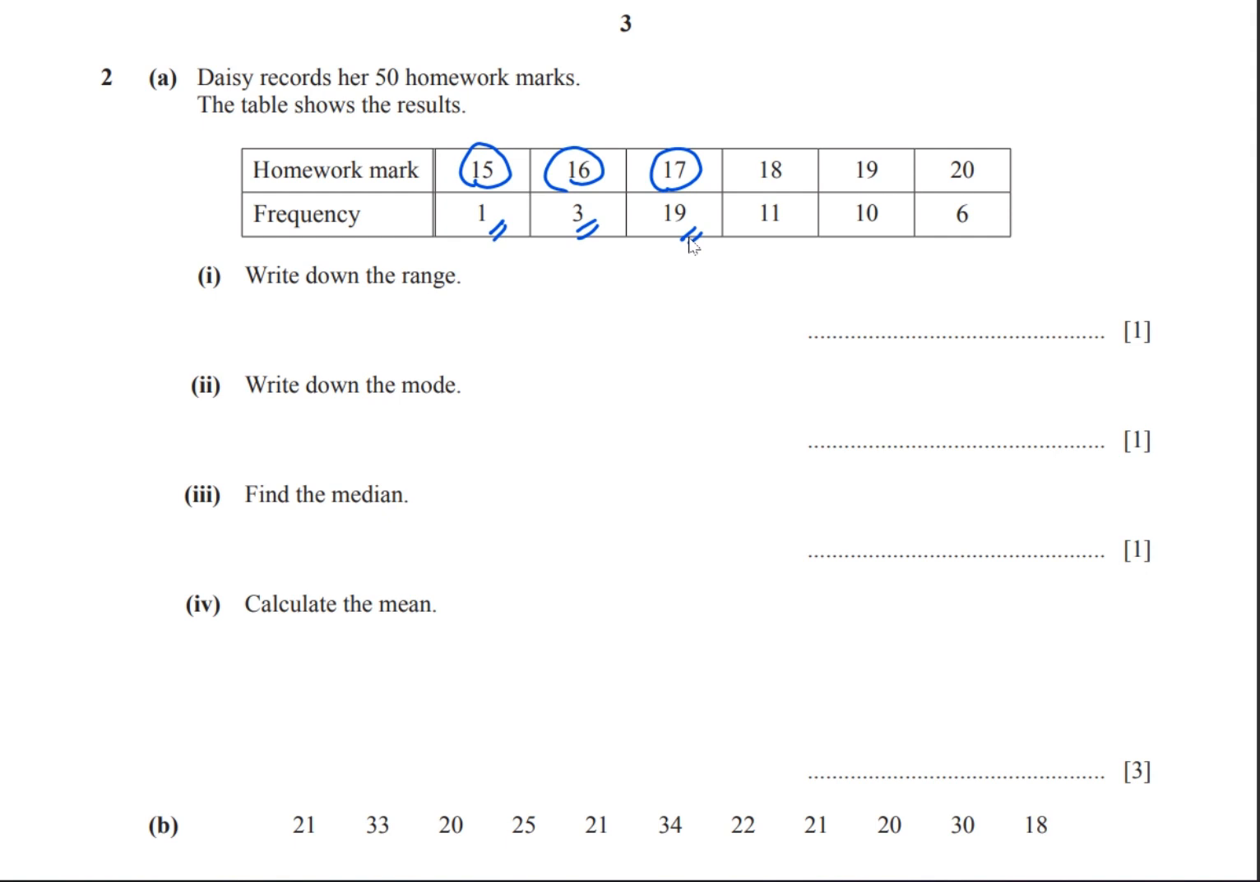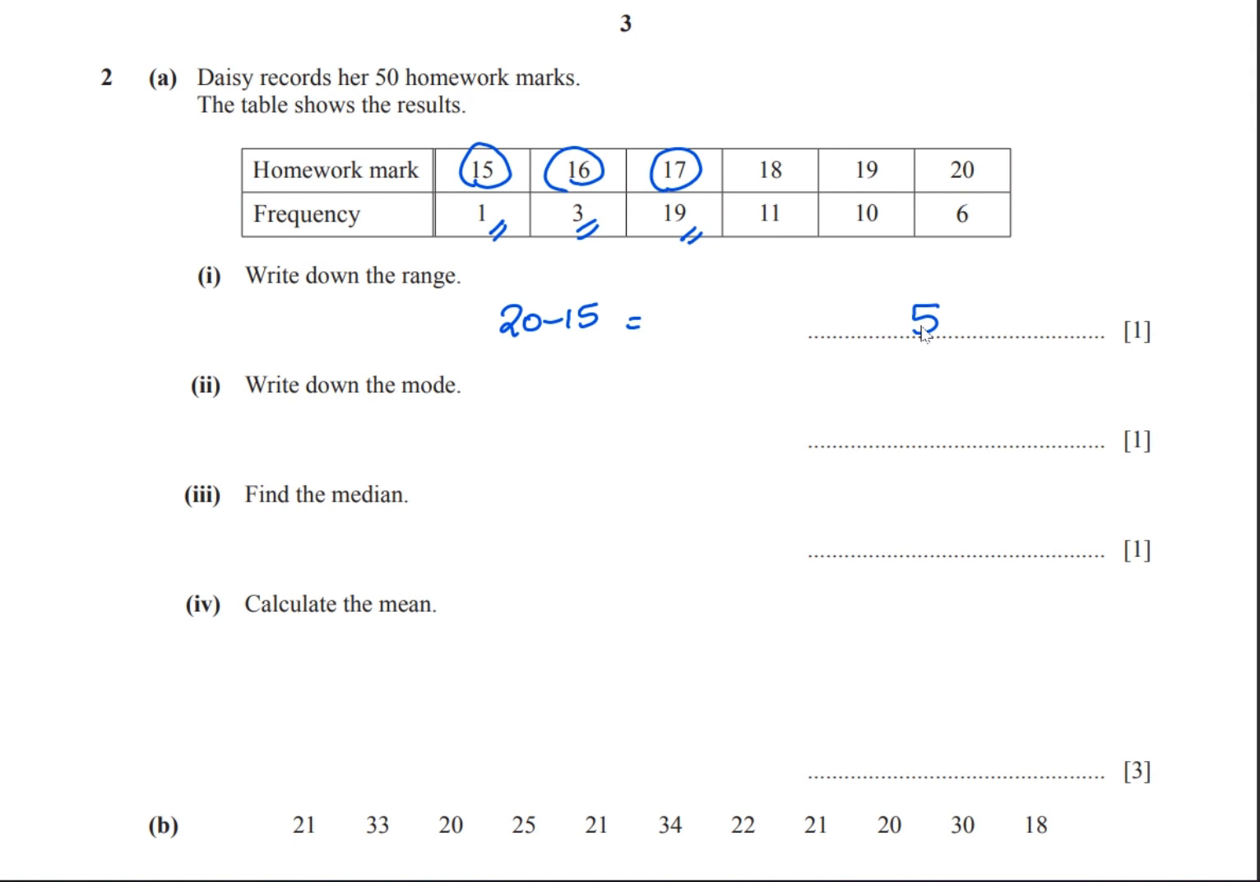He's telling me write down the range. How to get the range? The highest minus the lowest. So 20 minus 15 equals 5. You have to write the answer in the space of the answer.